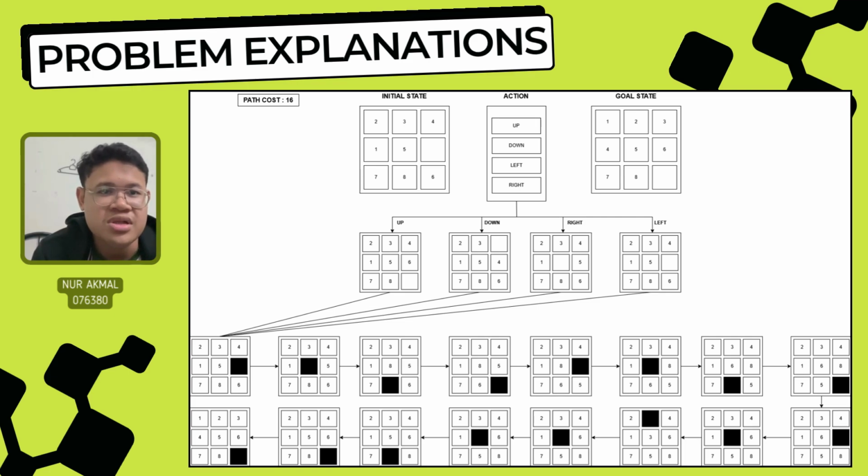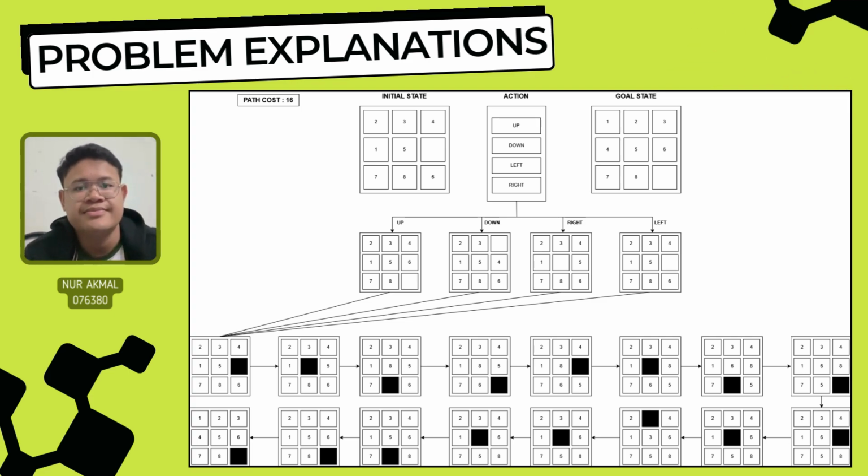At the top left, you will notice the cost is 16. This means it took 16 moves to reach the goal state from the initial configuration, a measure of how efficiently the algorithm found the solution. As we follow the arrows, the blank tile moves strategically through different positions. Each move is chosen to minimize the distance to the goal, demonstrating how search algorithms like A-star or uniform cost search explore possible states. That's all from me. I will move to the next slide.